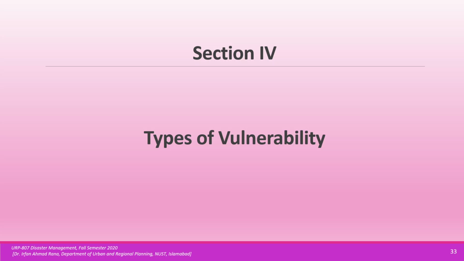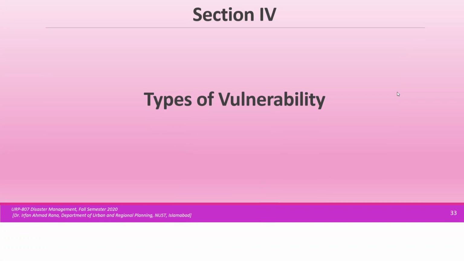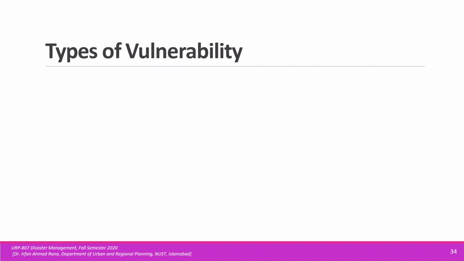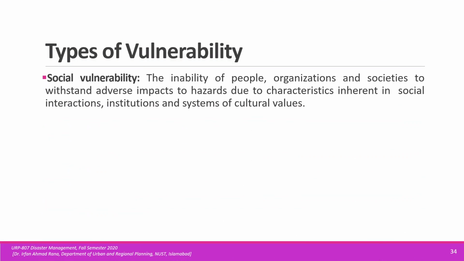And in this section, we'll be talking about some different types of vulnerabilities which exist in society, which can be measured. So we'll talk about some different dimensions. And the first and foremost, and most comprehensive, or you can say widely researched topic in terms of disaster vulnerability, is social vulnerability. So what is social vulnerability?